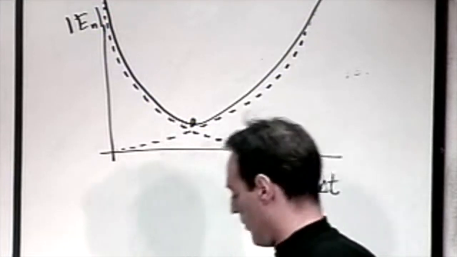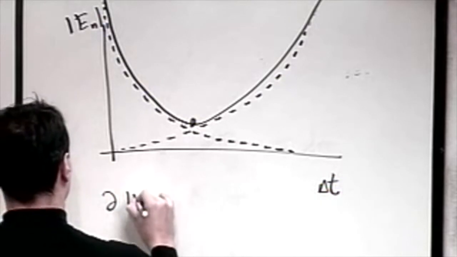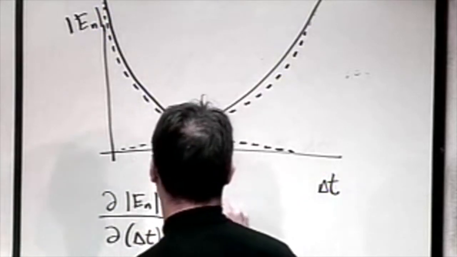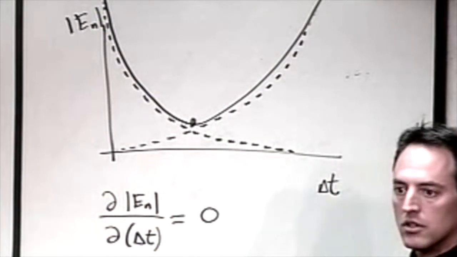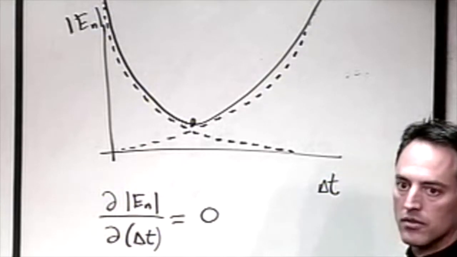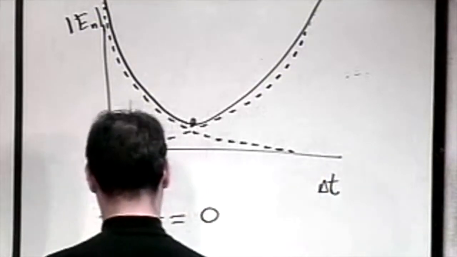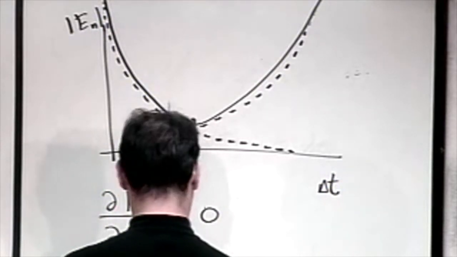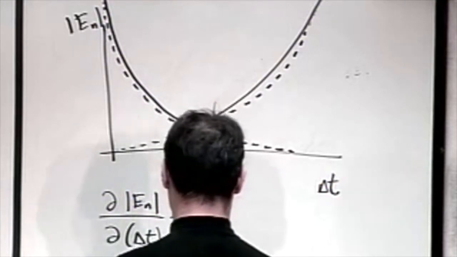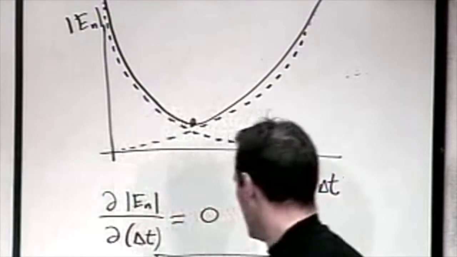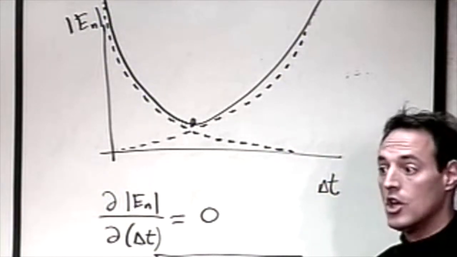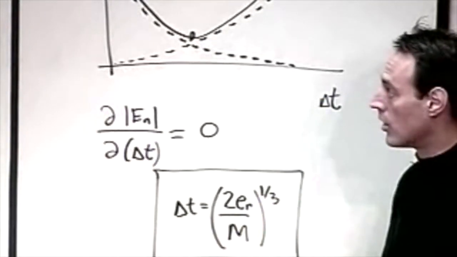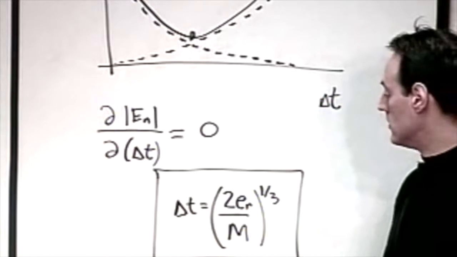Now, how do you find that spot? Well, you can get an estimate of it by taking the minimum of this curve with respect to delta t, setting it equal to 0. Minimum of curve, take the derivative, set it equal to 0. When you do this, you find the following. Delta t is equal to 2 E_r over M to the 1/3 power. This is just for Euler. So for every scheme you have, you can do this kind of thing. But here, this is specific for Euler. Okay? So you get this result.